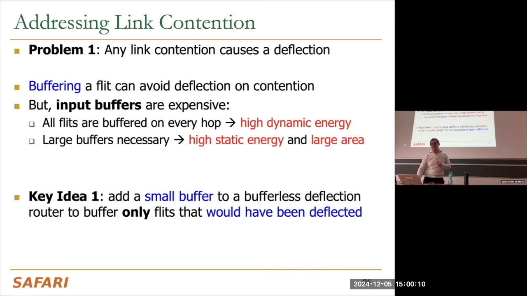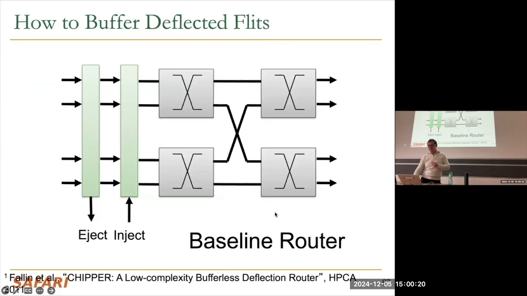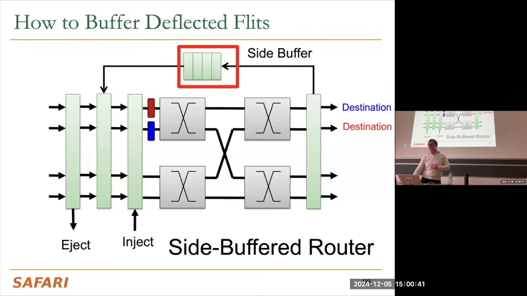So the key idea in this work is to add a small buffer to a bufferless deflection router to buffer only flits that would have been deflected otherwise. That's the idea. So this is our baseline router, the bufferless router. You have two flits, red and blue. Red gets deflected because of the way we designed the router, and blue goes to its destination. So the red one gets deflected. We're not going to deflect it. We're going to take it to a side buffer.